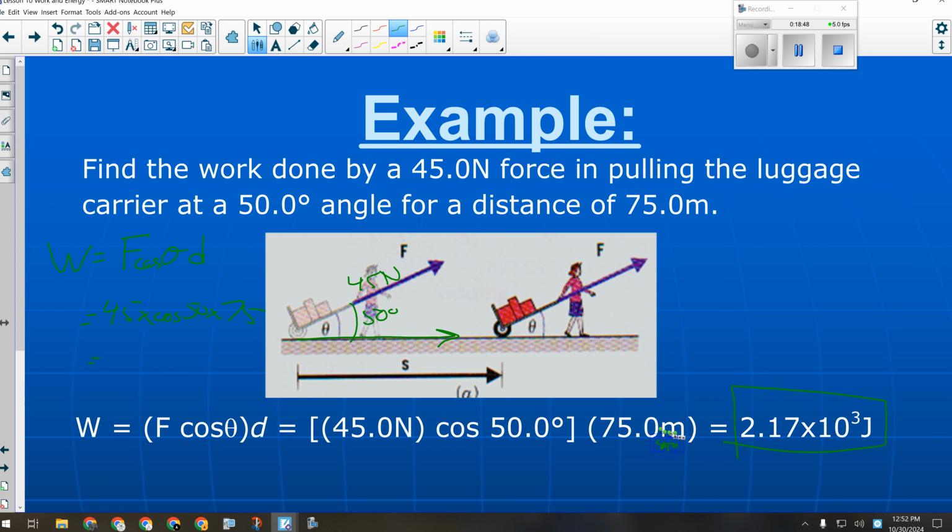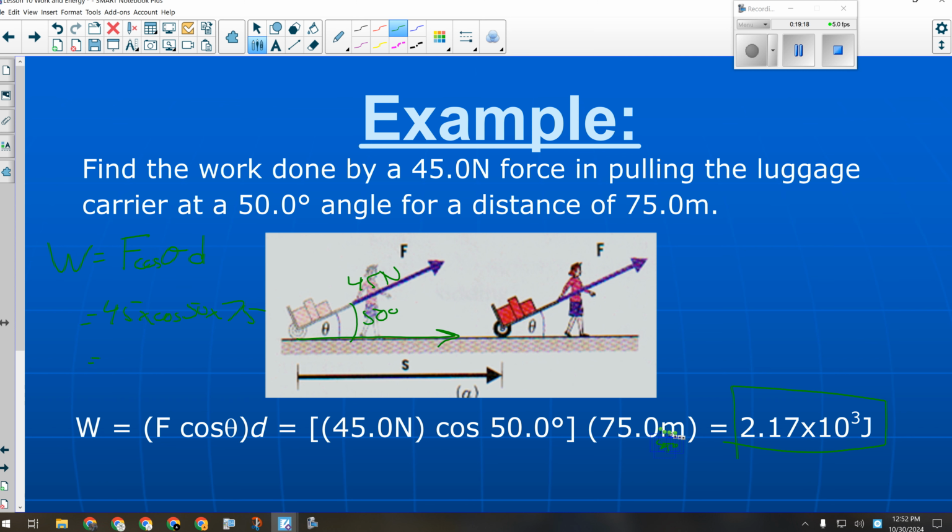Because she's moving, and is there anything resisting her? What might be resisting her? The ground, yeah, a force. Friction. Right. If something's got friction, what does it usually produce? Heat? Sound? Are those forms of energy? Would they be evidence of the 2.17 times 10 to the 3 joules of work she does?